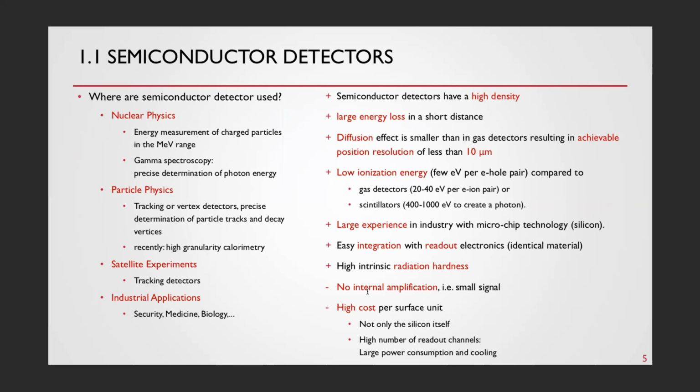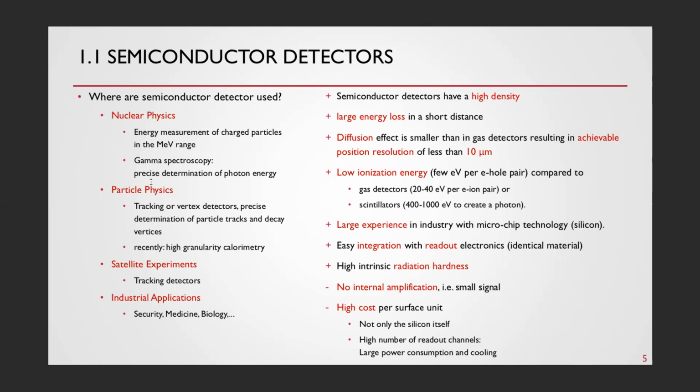Where are semiconductor detectors used? They are used everywhere. Nuclear physics. They can be used for energy measurements of charged particles directly in the MeV range. One can also do gamma spectroscopy for not too high energies and obtain a precision determination of the photon energy. We're going to see examples of that.